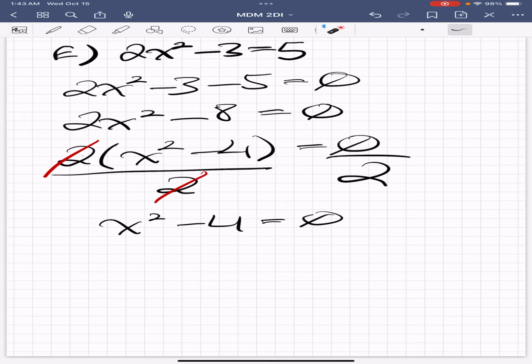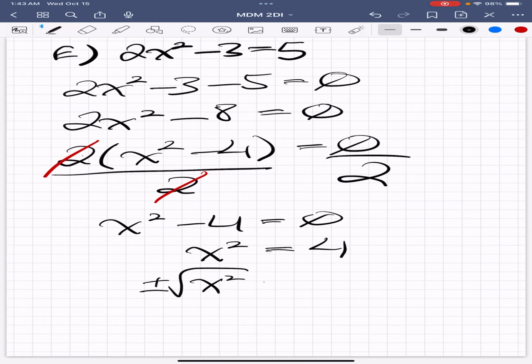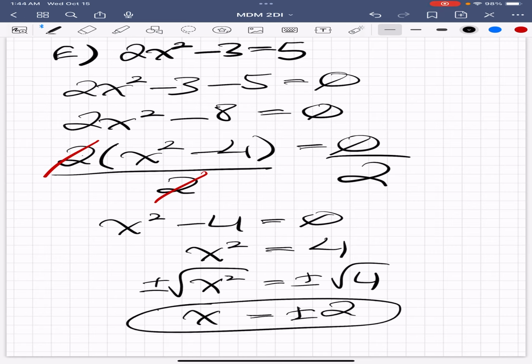Then again, we move that minus 4 over to the other side and continue on with 4. Then we take the square root of both sides, and we have x equals plus or minus 2. So we took the square root of both sides, and our final answer is x equals plus or minus 2, or positive or negative 2.